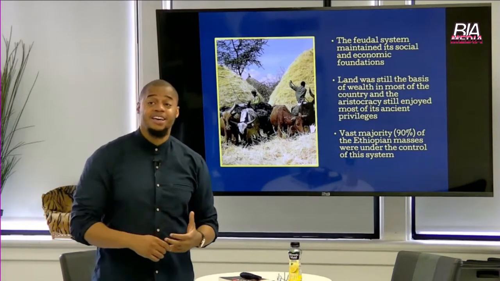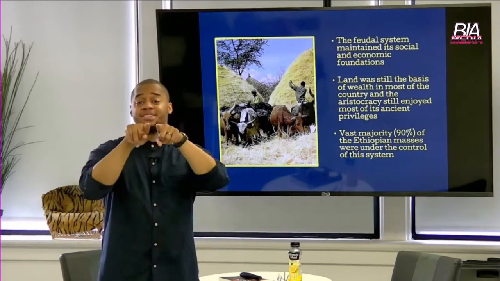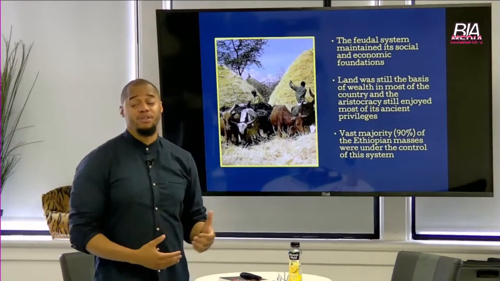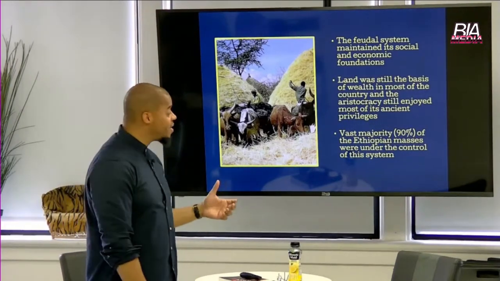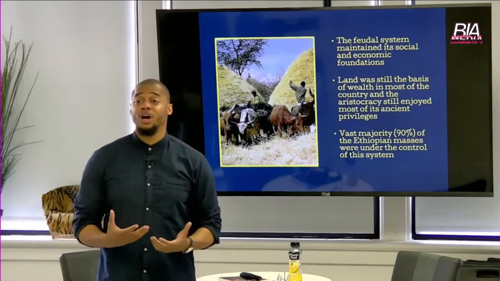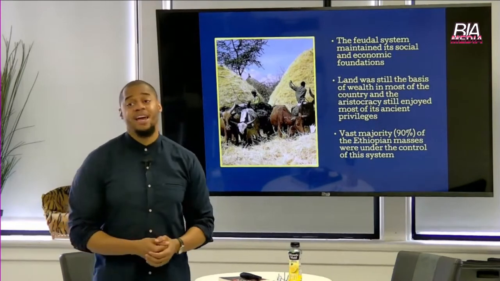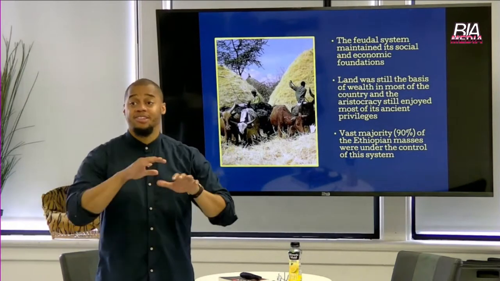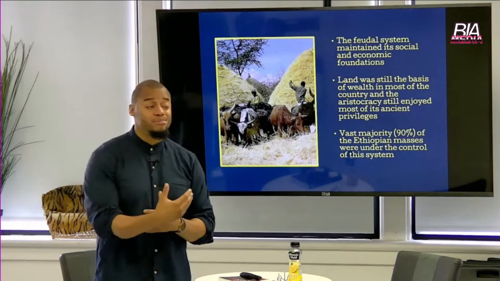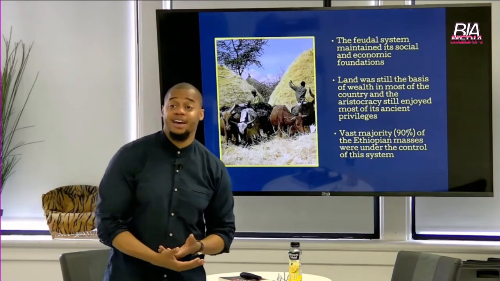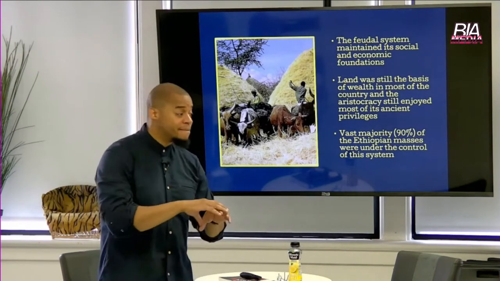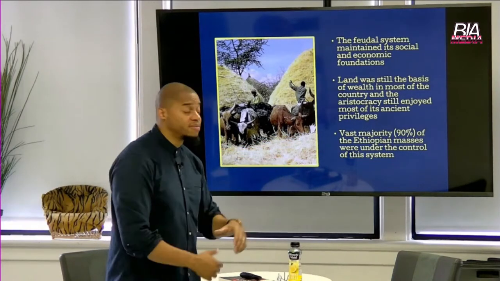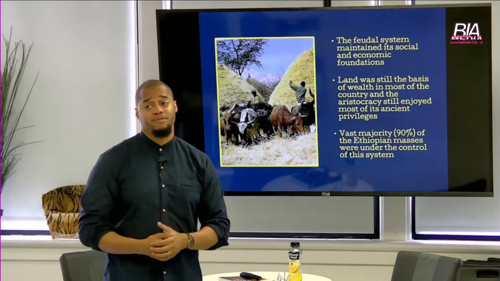In addition, the Ethiopian church is also in tandem with the emperor. The church takes its cut of what you produce. So at the end of the year, you have very little to show from all your work, and plus you don't own the land that you work on. And this was even worse in the south, the southern part of the country that had been brought into the empire in the late 19th century. So the masses of Ethiopians, 90% of Ethiopians, were under control of this system, and they were hyper exploited, the poorest of the poor.